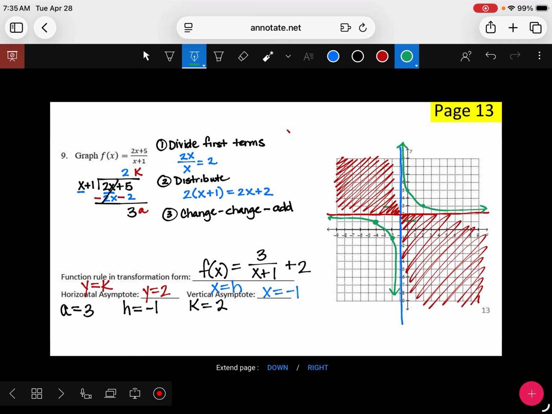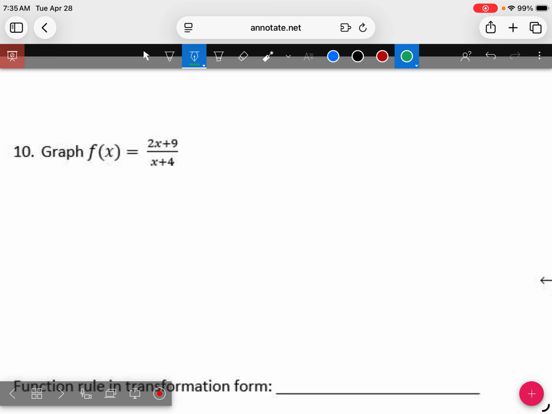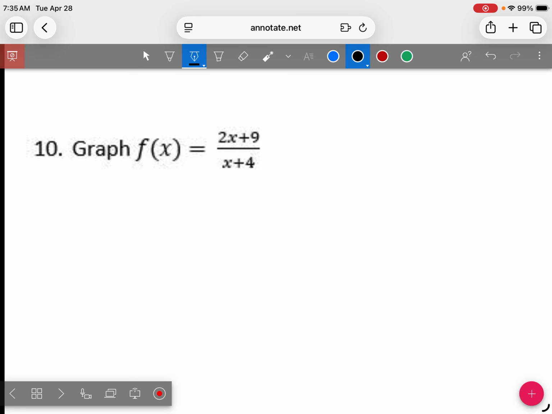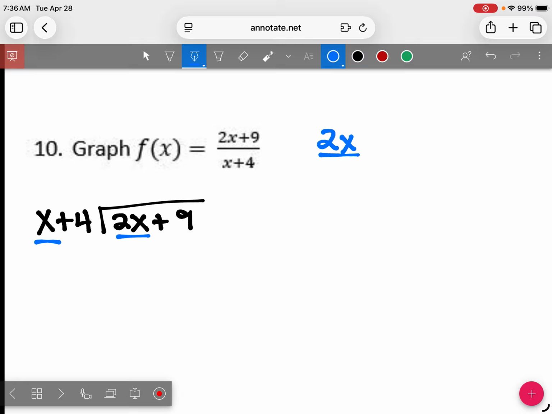All right, we got 3 more. Now let's do it. We got to start off by dividing. Divide your first terms. Take the 2x and divide it by x. Whatever answer you get in step 1 is k. That's the number I'm putting on the roof. Then we take that 2, now multiplying it by x plus 4.